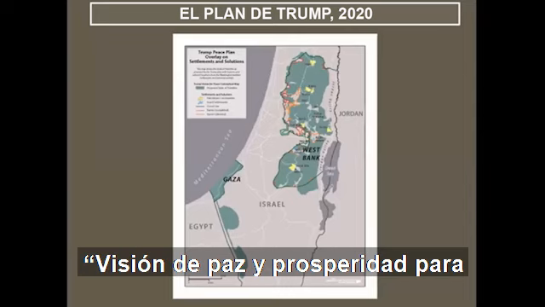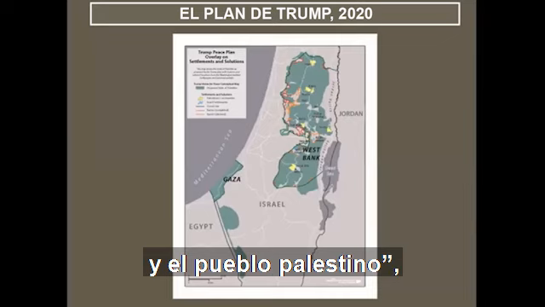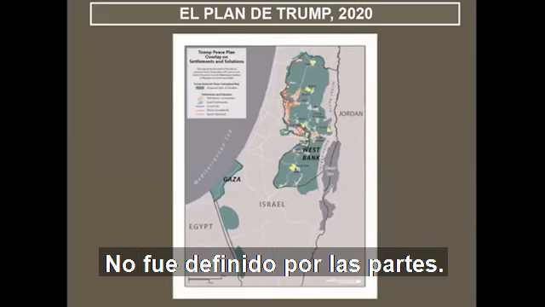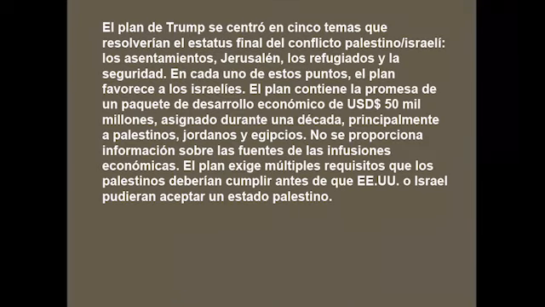The plan was known as Vision for Peace and Prosperity and a Brighter Future for Israel and the Palestinian People. But let us remember, this was defined by Washington. It wasn't defined by the parties. The Trump plan focused on 5 final status issues: settlements, Jerusalem, borders, refugees, and security. In each of the suggested outcomes, the plan favored Israeli outcomes. The plan contained a promised economic development package of $50 billion to be allotted over a decade, primarily for Palestinians, Jordanians, and Egyptians. No information was provided about the sources of the economic infusions. The plan contained multiple prerequisites for the Palestinians in terms of their behavior that had to be reached before either the U.S. or Israel could agree or consent to Palestinian statehood.